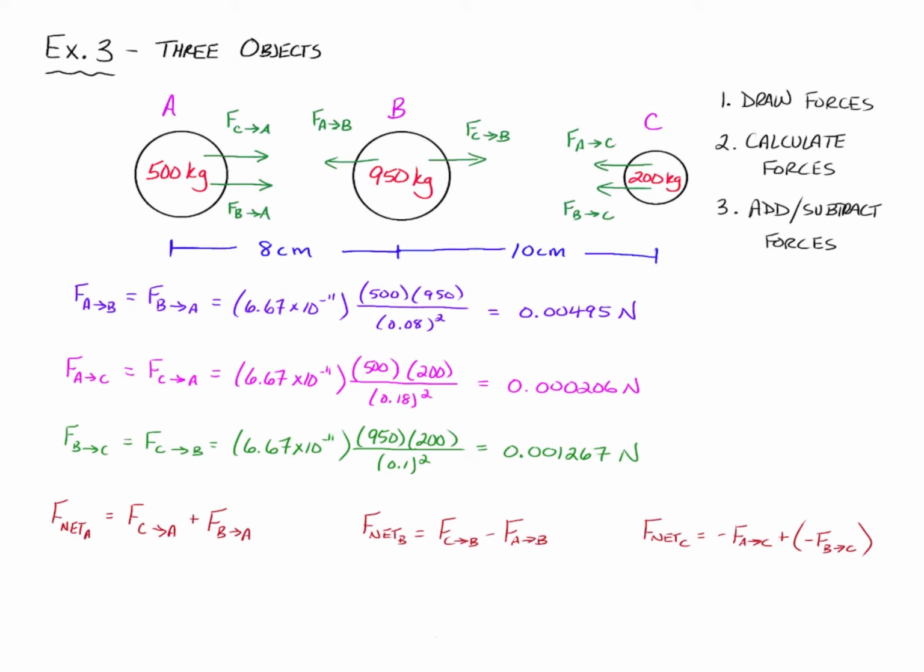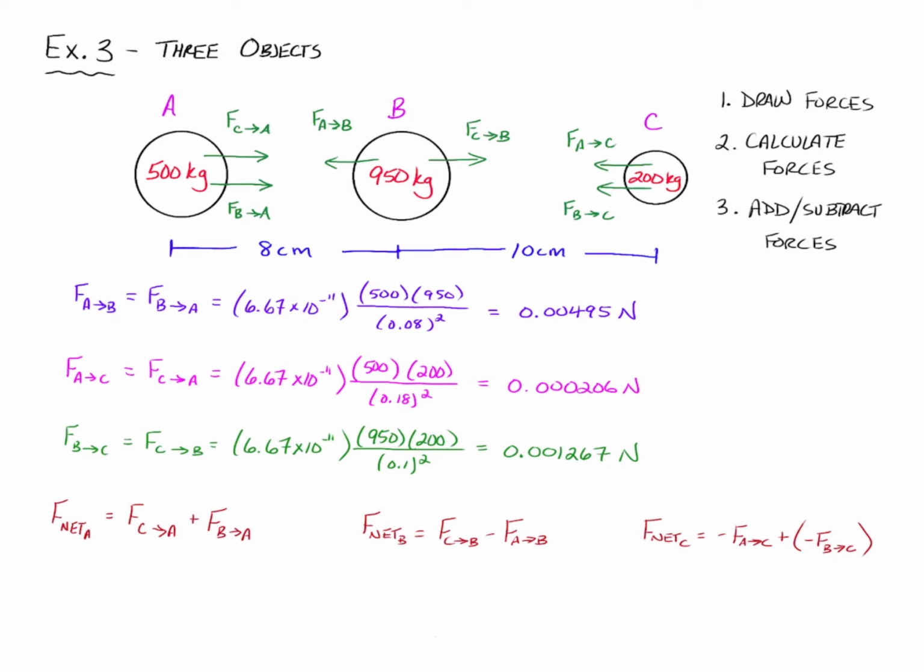For B, the force of C on B is acting right, so I'll make that positive. The force of A on B is acting left, so I'll make that negative, and that's why I'm subtracting the force of A on B when I'm calculating the net force on B. For C, they're both going to the left, so I'm going to make them both negative. Negative force of A acting on C, and I'm going to add to that a negative force of B acting on C. I could also just subtract it, it's the same thing.